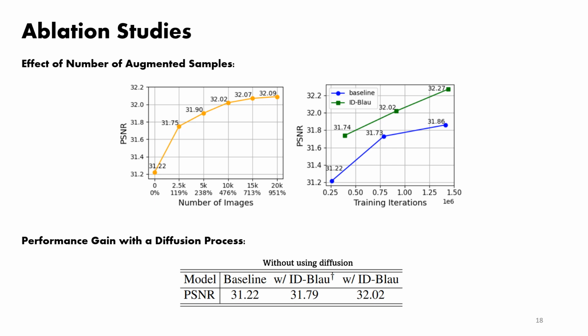In the following experiment, we compare the performance gain with a diffusion process. We observe that even without using the diffusion model to generate blurred images, our deblurring performance still significantly exceeds the baseline. This demonstrates the effectiveness of the specified blur condition design. When we incorporate the diffusion model, it achieves an additional performance gain of 0.23.